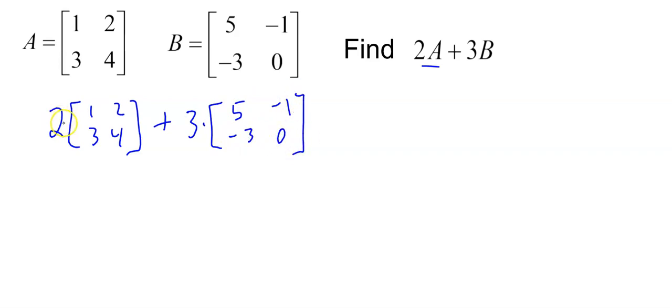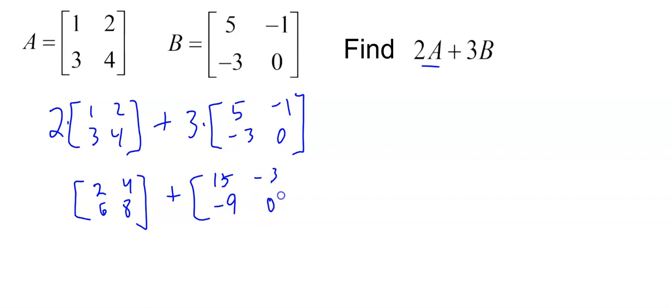I'm going to do the scalar multiplication first. It just distributes to each term, which is exactly how you might think it would work. So 2 times the matrix 1, 2, 3, 4 would be 2, 4, 6, and 8. And 3 times that other matrix would be 15, -3, -9, and 0. Doesn't really change any of the dimensions. It's still a 2 by 2. You just distributed the 3 and the 2 there.